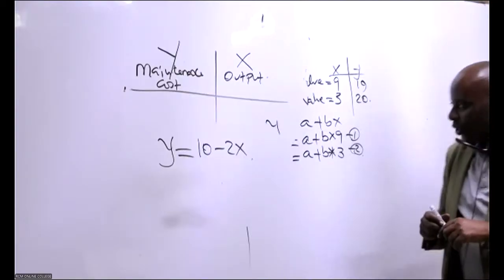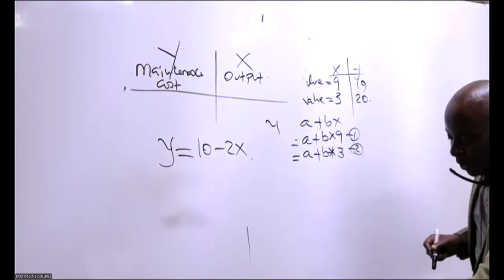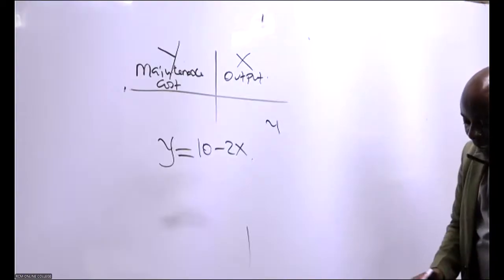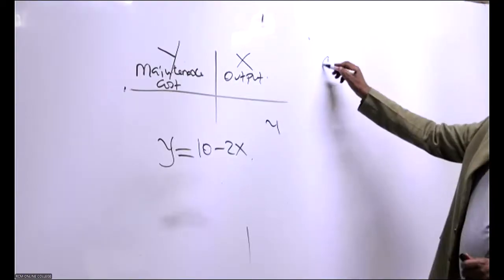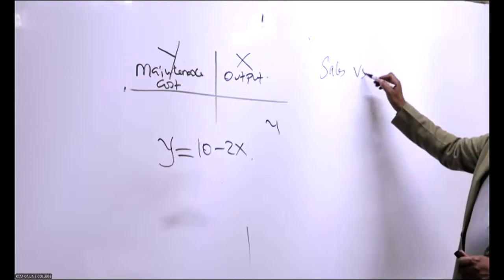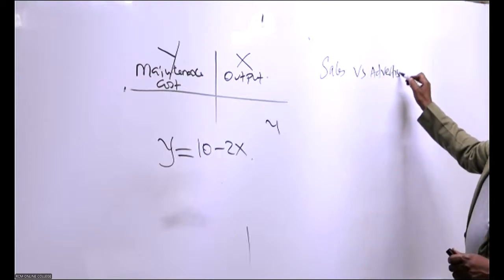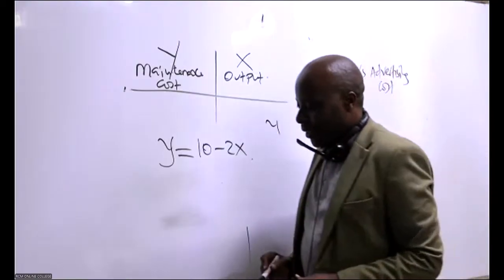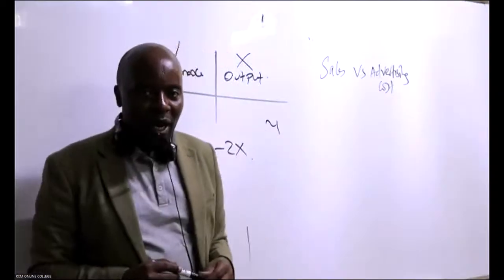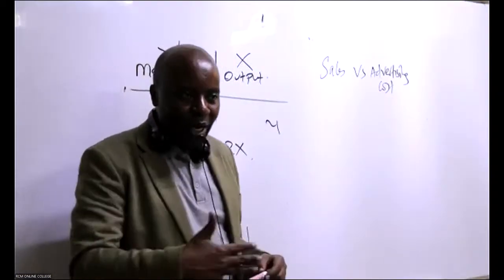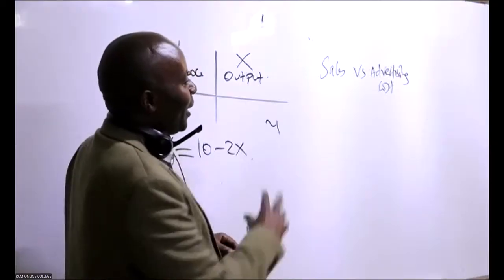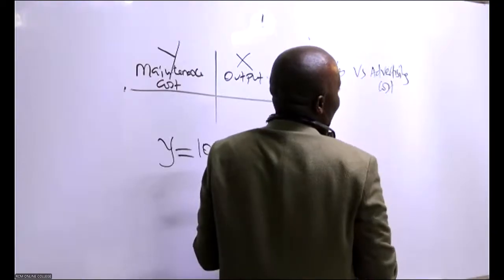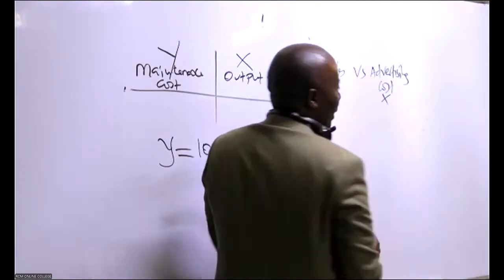Now, let me ask you another question. What if I had two variables like this? This one, I don't know whether they'll be able to get it right. We have here sales versus advertising cost. Will you tell me that cost always goes to the Y without reasoning? Which one do you think will go to the Y between the two? Which one depends on the other? Sales depends on how much we advertise. So the dependent will always go to the Y. This one here goes to X.